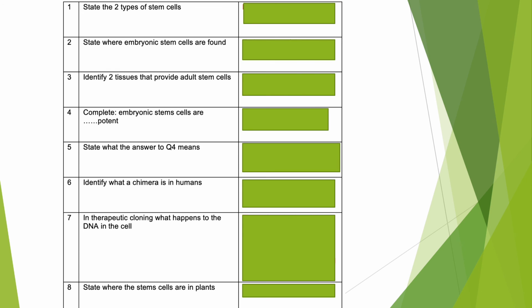Right. Okay, so state the 2 types of stem cells. These are going to be embryonic and somatic or adult. Number 2, state where embryonic stem cells are found. This is going to be in the early stages of development in the embryo. Or you could use the word blastocyst. That works as well because you are correct. That's where embryonic stem cells are found.